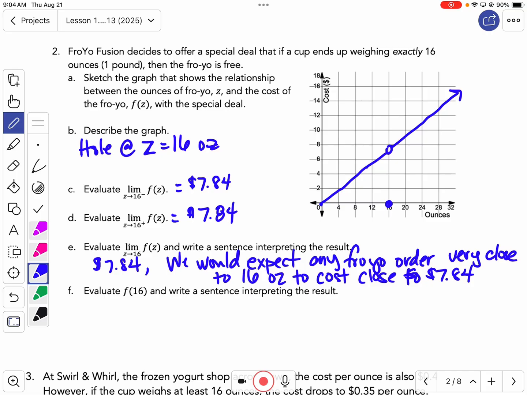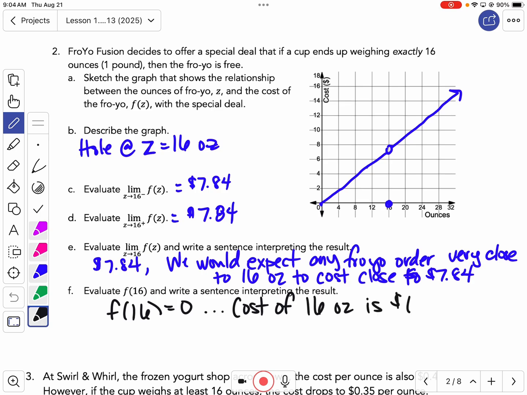This is a piecewise function, all right? We're $7.84 everywhere except at 16, because at 16, I get it for free, all right? So my cost at 16, or cost of 16 ounces is $0. So that's nice, okay? But if you go above it, and you got to hit it on the nose, right? You got to hit it at 16.